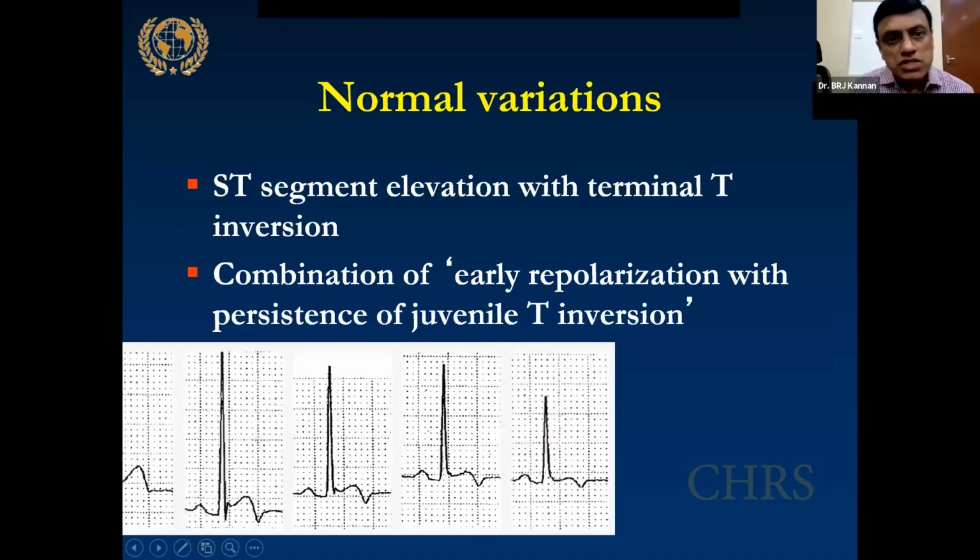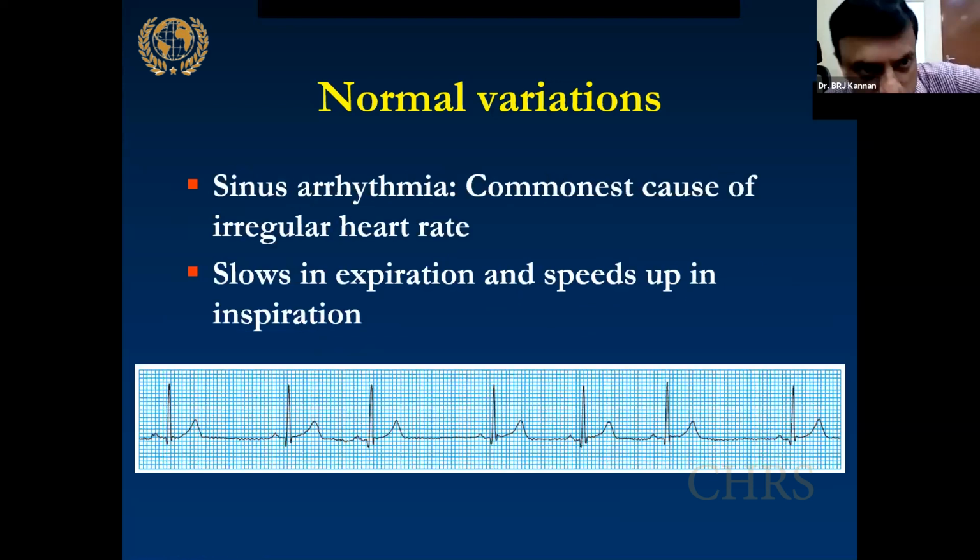So this is a normal arrhythmia seen in children, that is sinus arrhythmia. It's the commonest cause of irregular heart rate. It slows in expiration and speeds up in inspiration. Now this is a 3-year-old boy referred for irregular heart rate.